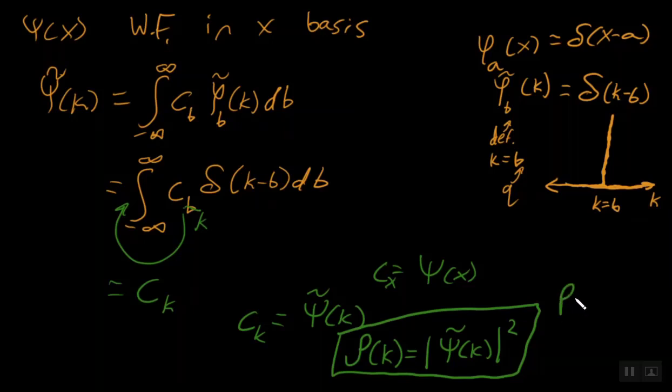So the probability between k1 and k2 is the integral from k1 to k2 of rho of k dk. It's not dx, because we're integrating in k space. This is what we call k space. It's the wave number basis, and so it's just called k space. And this is also the momentum basis. Momentum basis, k space, same thing.